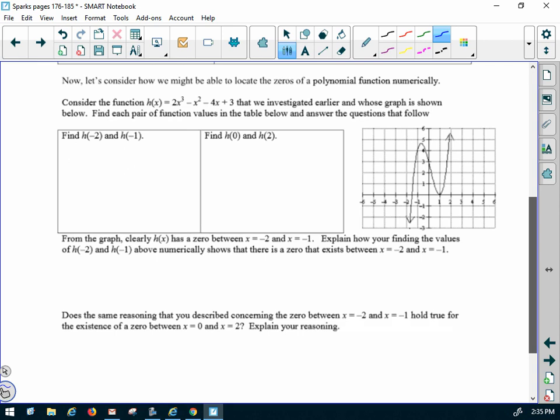Now let's consider how we might be able to locate the zeros of a polynomial function numerically. What you are getting ready to learn is essentially something that in calculus we call the intermediate value theorem. Now I'm going to give you an example of the intermediate value theorem.